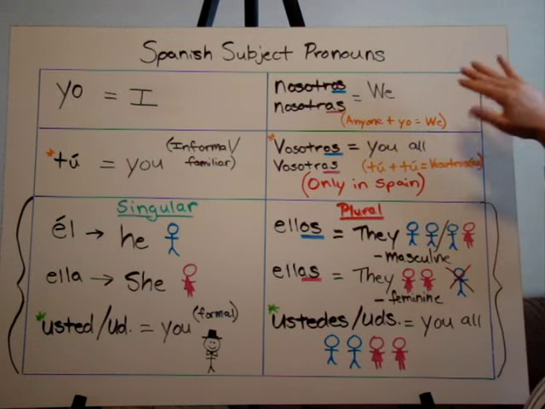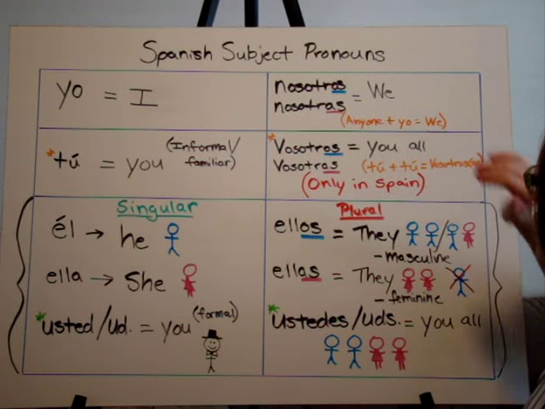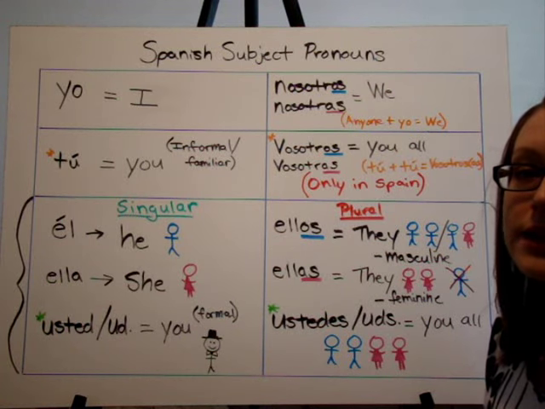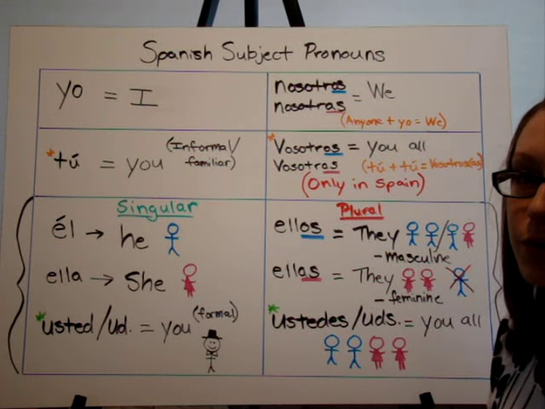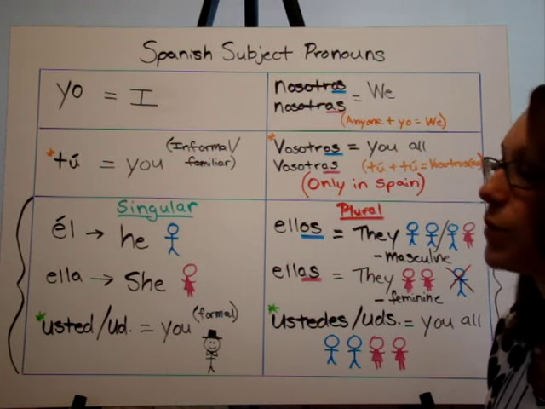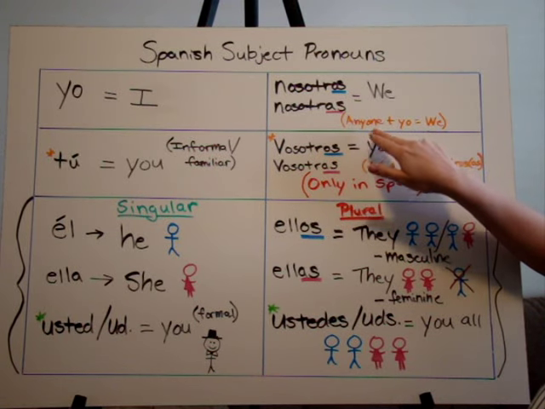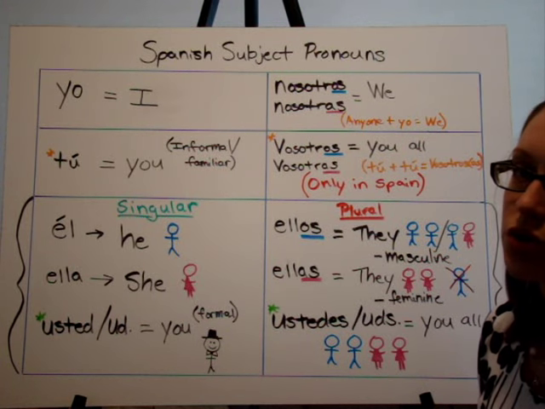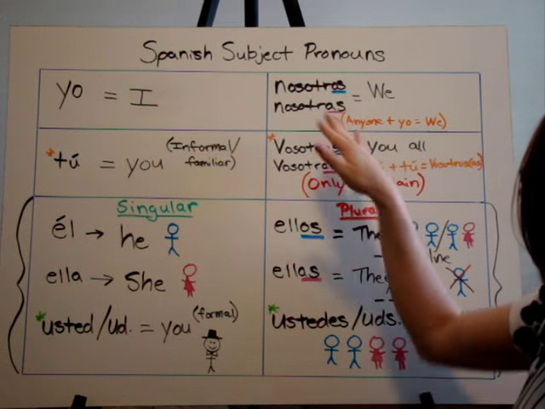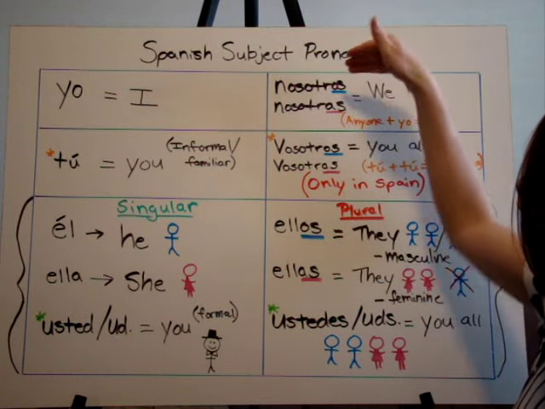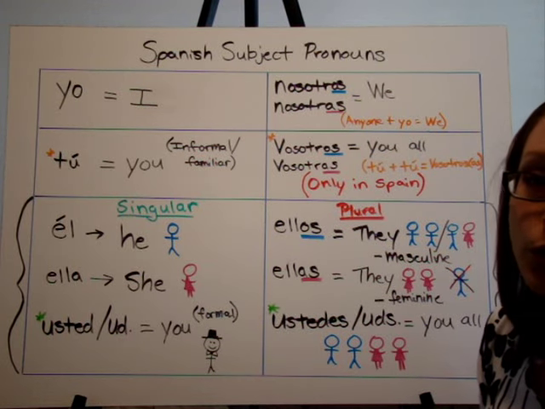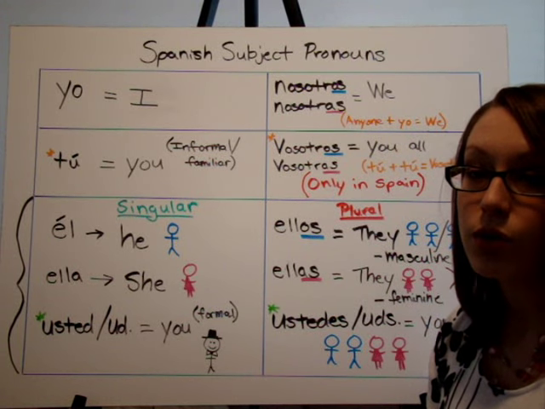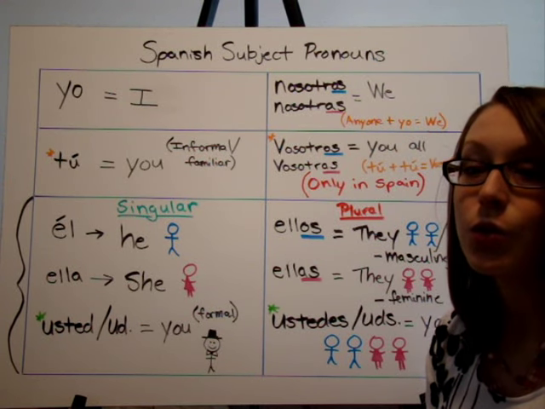and to start at the top, nosotros and nosotras mean we. So you are going to use this anytime you are involved with a group of people. You have to be in this group to be able to say we. So you can remember that it's anyone and you, and that's when you're going to use nosotros and nosotras. Now these two pronouns have a masculine and feminine form. So if you are talking about a group of guys mostly, you will use this.